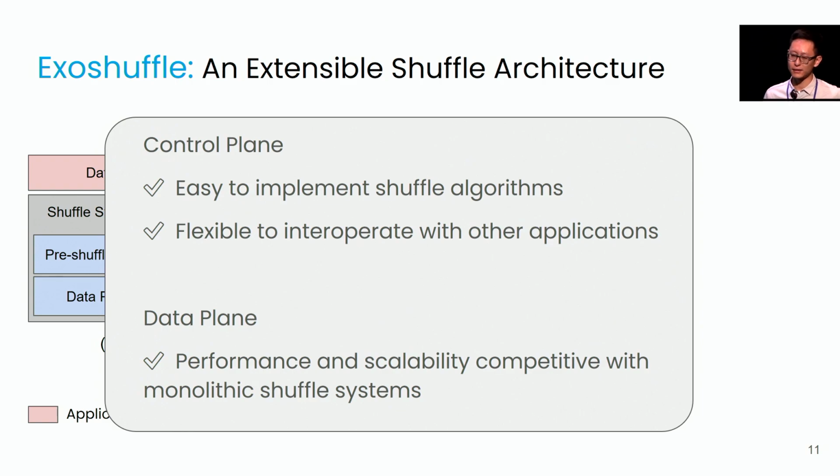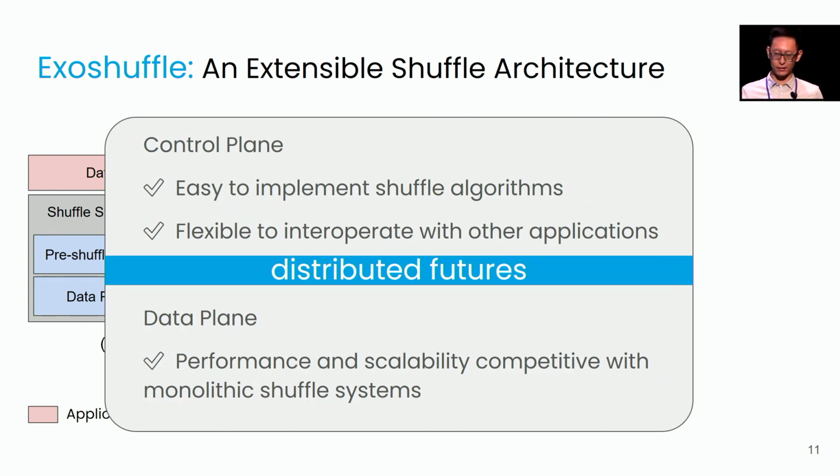So we will show that in the control plane, this makes it much easier to implement new shuffle algorithms, and much more flexible to interoperate with other applications. On the data plane side, we're going to show that this decoupled architecture can provide the same performance and scalability that is competitive with monolithic shuffle systems. Now let's take a minute to talk about the distributed futures API.